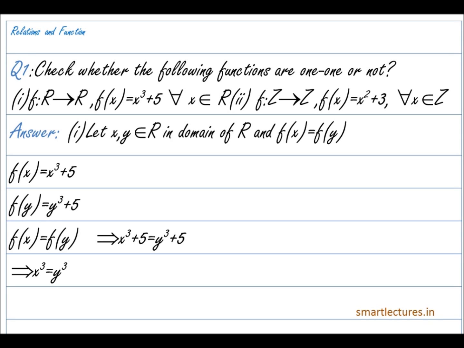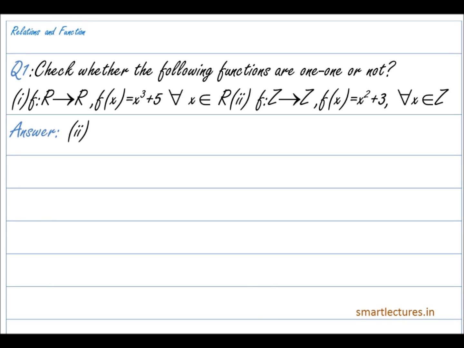Now x cube is equal to y cube if and only if x is equal to y. So that means the step 3 condition is satisfied. So our final condition x is equal to y is satisfied when f of x is equal to f of y. So that means f is a 1-1 function. Now let's solve the second part.